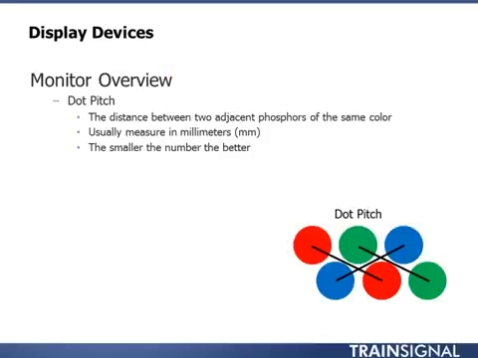Now, dot pitch, this is another term you need to be familiar with. This has to do with the distance between two adjacent phosphors of the same color. So I have illustrated down below the line from red to red, or green to green, or blue to blue. That's the distance that you want to measure to come up with the dot pitch. It's usually measured in really small amounts, like millimeters. And obviously, the smaller the number, the better.